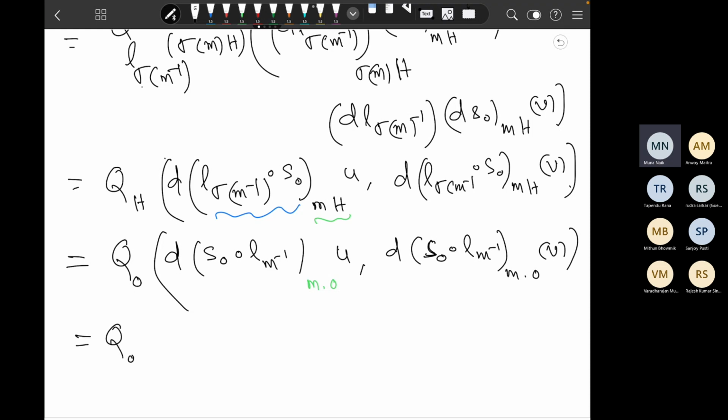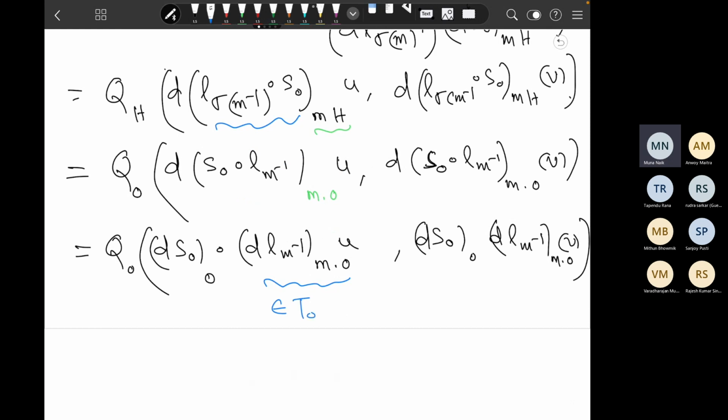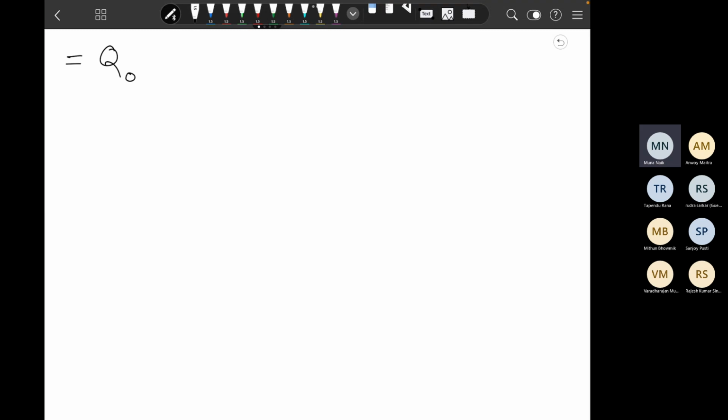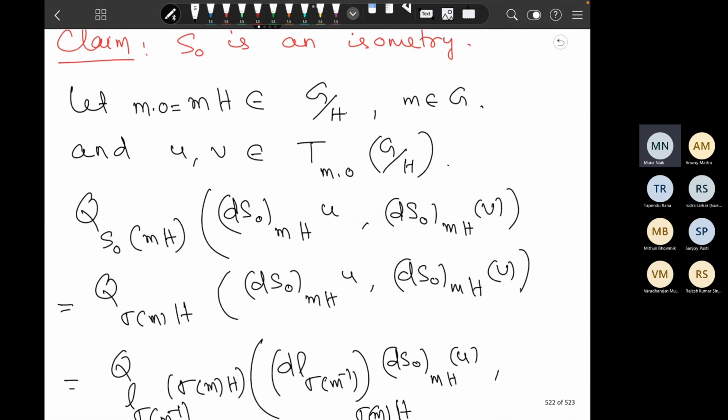So Q of dS naught, dLM inverse at M dot O, and this is really at O. So dS naught of dLM inverse M dot O U, and similarly for V. Now this factor dLM inverse M dot O U belongs to T naught of G mod S, and on T naught of G mod S, dS naught is minus identity. So we have proved that.